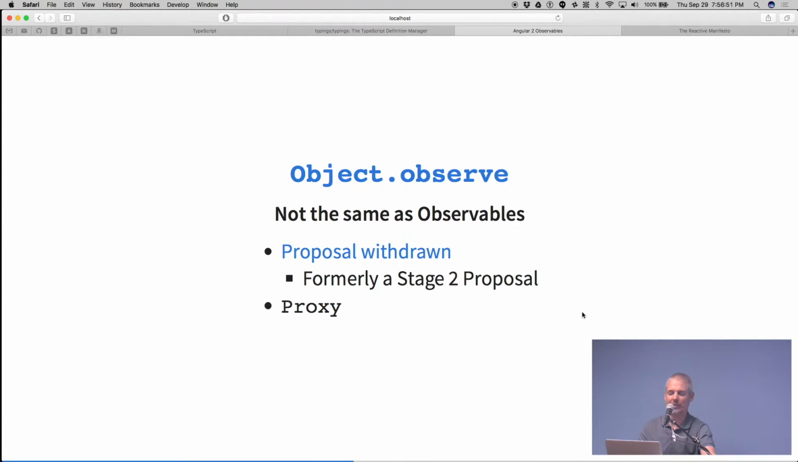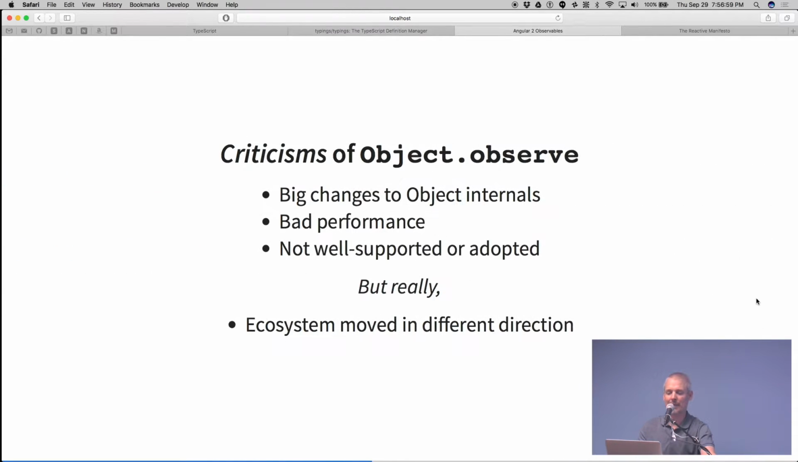And there is a proposal called Proxy, which you could implement a similar thing with. So I'm not going to get too much into proxies, but some of the criticisms of Object.observe, and one of the reasons that it didn't move forward, is that it required big changes to the object internals. JavaScript is an object-oriented language, and when you have to go about changing objects in JavaScript, that's not a small thing to ask, right? So that was kind of a red flag right away.